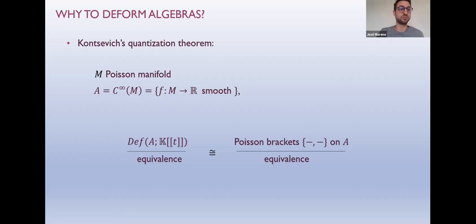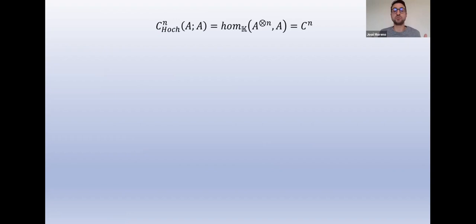And I just want to very briefly mention what the Hochschild complex looks like, because it is very explicit. So first of all, it is a cochain complex, and in degree n, we have the linear maps of A, n tensor copies of A into A. Here, A is an algebra over K. And it comes with a differential, which increases degree by one.